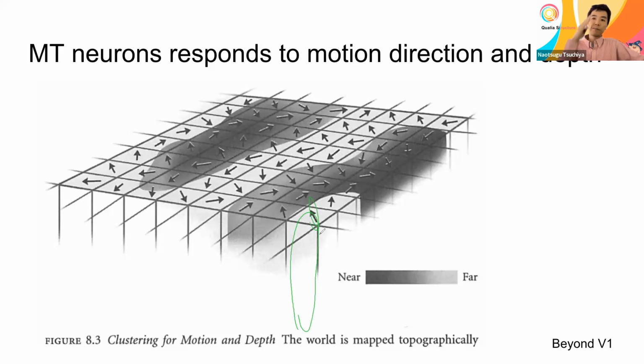Like here it's top left, and then here it's top right, and things like that. And then it gradually changes as the location within the area of MT changes. And it also has some kind of tuning or selectivity to the visual motion near or far on top of that. So it's a very tiny scale of change in terms of direction and also the distance.